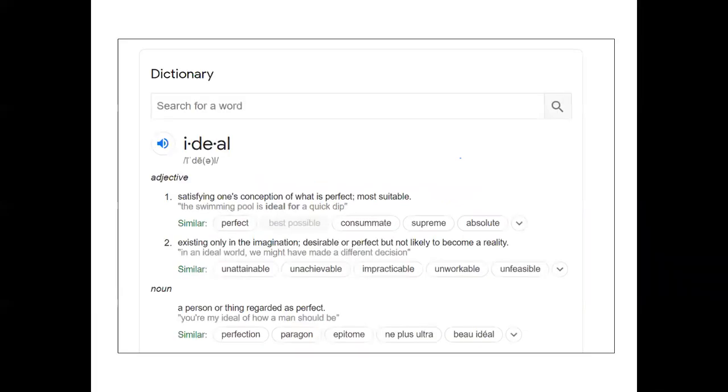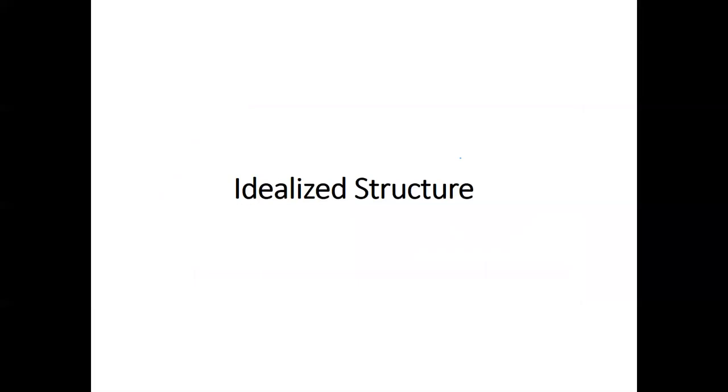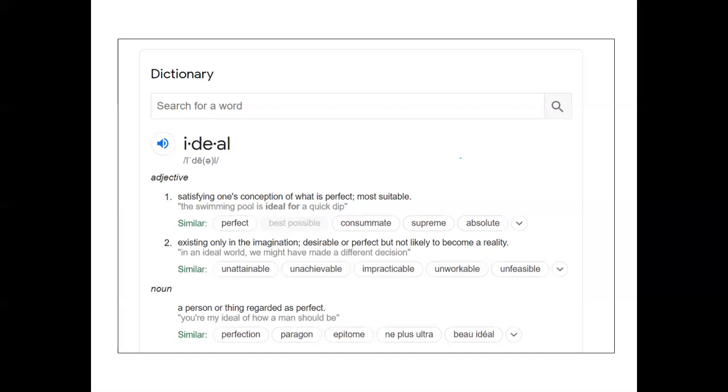So right now, according to Merriam-Webster Dictionary, we have idealized, from the root word ideal, not idea. Ideal here means satisfying one's conception of what is perfect or most suitable. Next is existing only in imagination. So is perfection only in imagination?